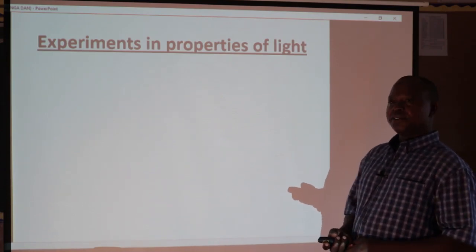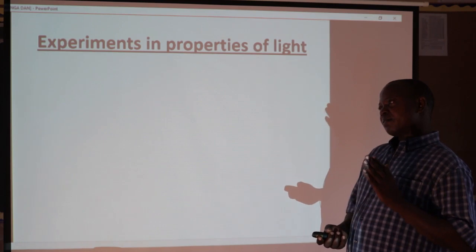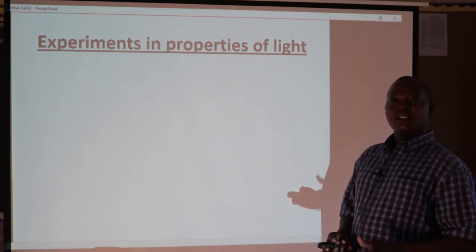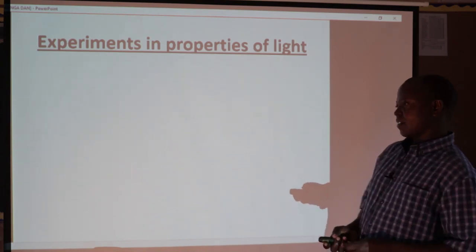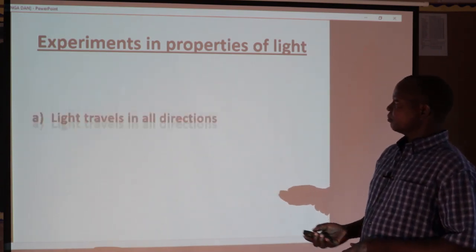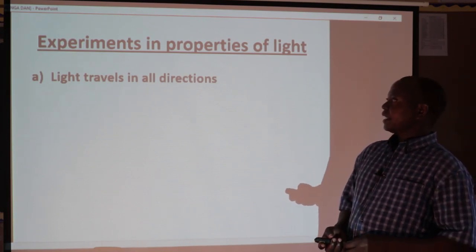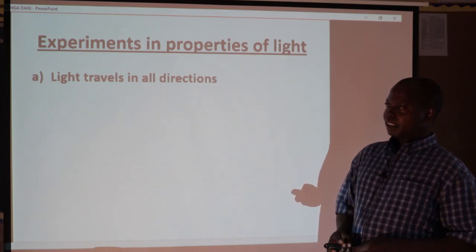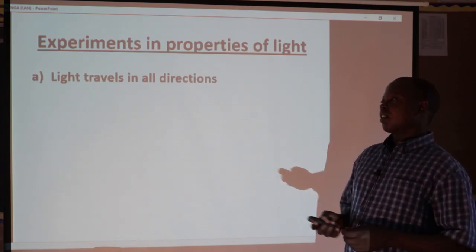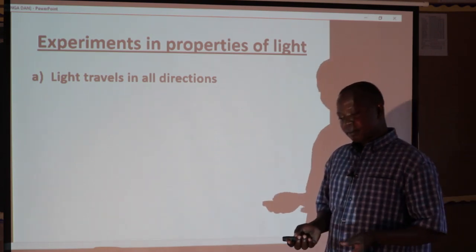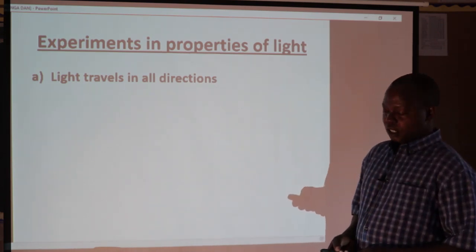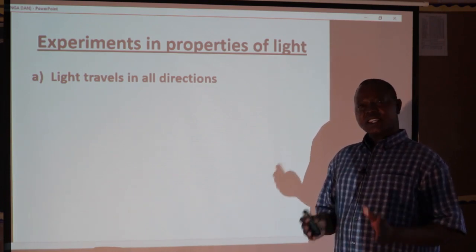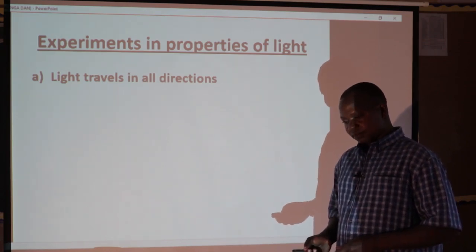Experiments in properties of light. We want to start with the first property, which states that light travels in all directions from the source. When we are looking at that property, there are some materials that you must have in your experiment in order for observers to see that light really travels in a straight line.